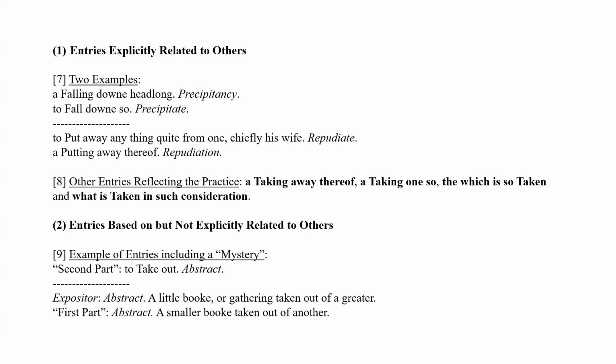2. Entries based on, but not explicitly related to others. In investigating the other case, where Cockeram conjugated verbs in head phrases to list the derivatives and root words of refined terms, I want to begin with solving a mystery in the set of examples indicated by reference number 9 on the slide.